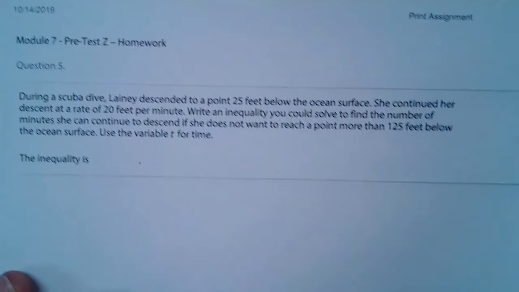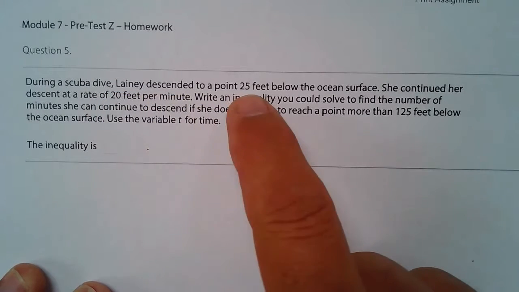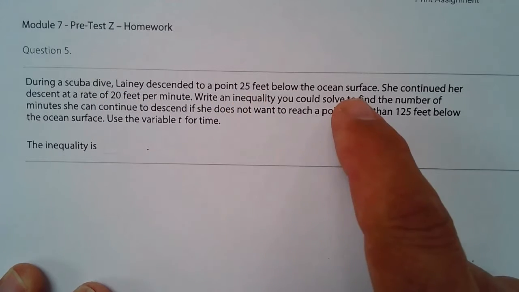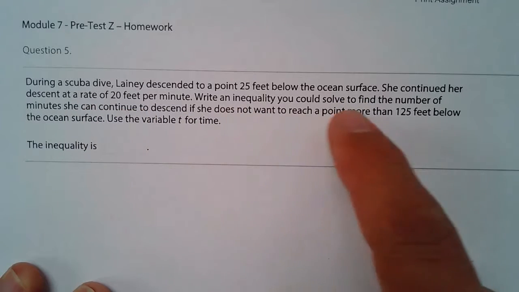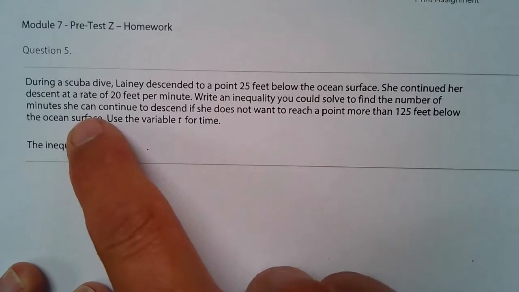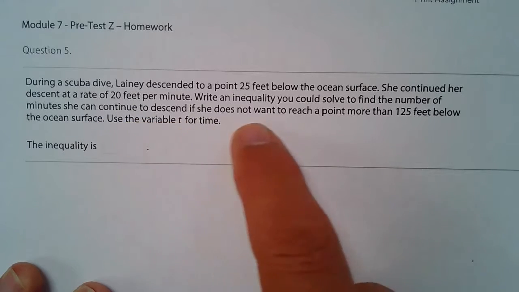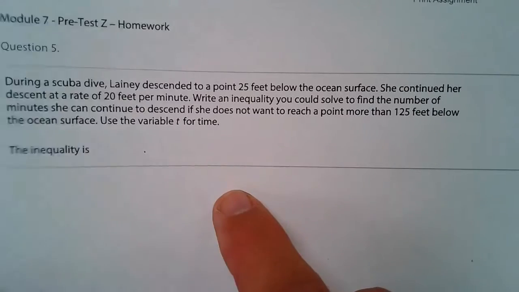And next, number 5. During a scuba dive, Lainey descended 25 feet below the surface of the ocean. She continued her descent at a rate of 20 feet per minute. Write an inequality that you could solve to find the number of minutes she can continue to descend if she does not want to reach more than 125 feet below the ocean's surface.